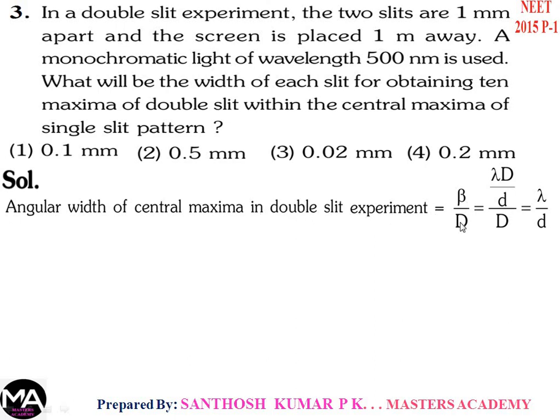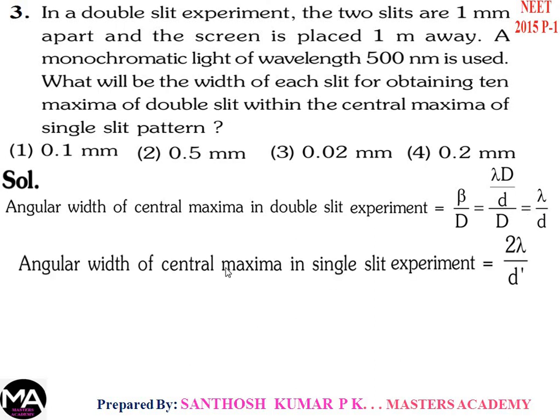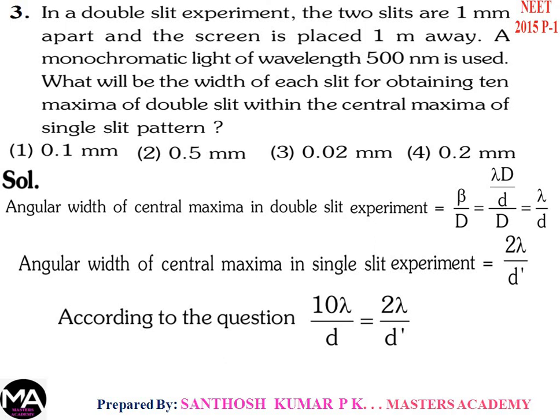we know that beta by D. And what is beta, the fringe width? It is D lambda by d. So beta by D becomes lambda by d. So the angular width of the central maxima in a single slit is given by 2 lambda by d dash, where d dash is the width. Now according to the question, you have to obtain the width for obtaining 10 maxima of the double slit.